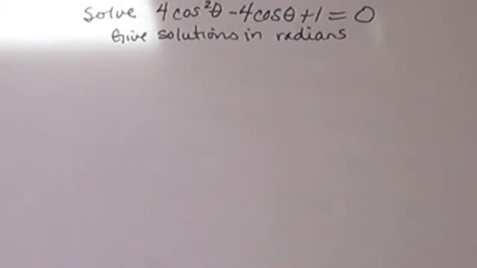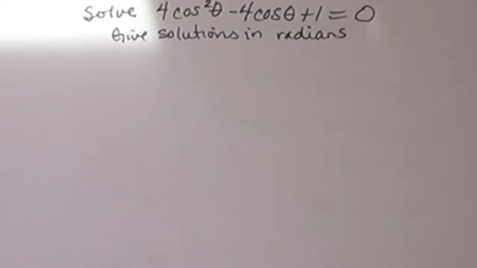In our next example, we want to solve the equation 4 cosine squared of theta minus 4 cosine theta plus 1 equal to 0, and we want to give the solutions in radians. And so here again, we're taking a step up from the last example. Now we have both powers of our trig function as well as the trig function in the equation.